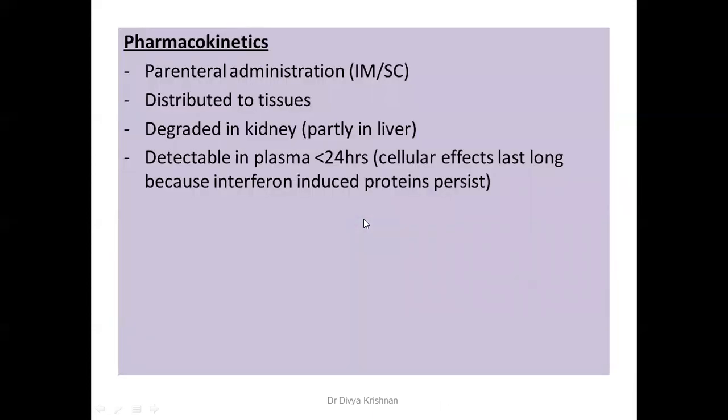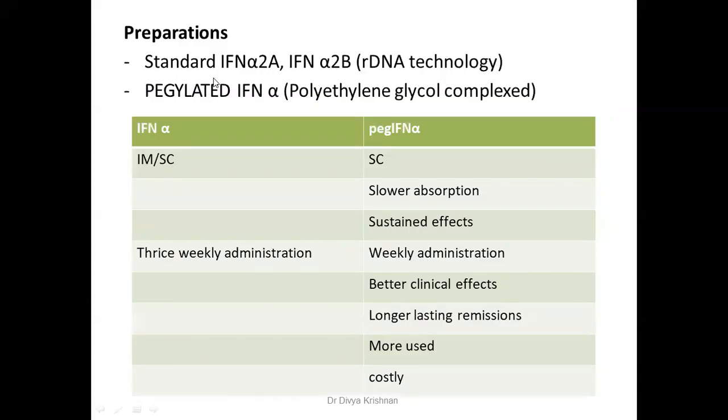Now, the pharmacokinetics: it is available for parenteral administration either by the intramuscular or subcutaneous route only. It is distributed to the tissues and partly degraded in the kidney and partly in the liver. It is detectable in plasma for less than 24 hours, but its effect in the tissues will last longer because it induces the production of various proteins which continue to act in the tissues. Now, the preparations available are the standard interferon alpha 2A and alpha 2B preparations, and we have just shown you the differences.